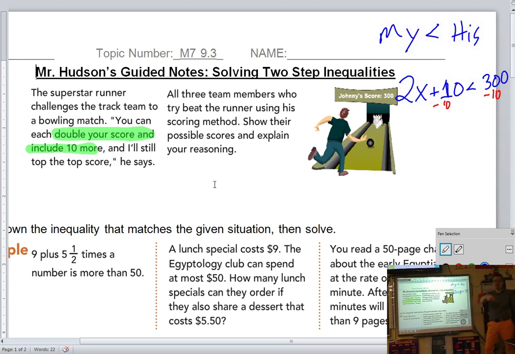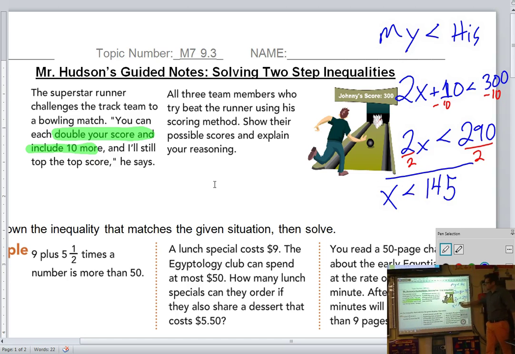If you need a highlighter or anything, come up and grab it. That gives me 2x is less than 290. Maylee, what do I do then to get the x by itself? Divide by? Yep, the 2 is what we want to get rid of. So we divide by the 2. Break this up. Do 200 divided by 2, then 90 divided by 2. I get x is less than 145.